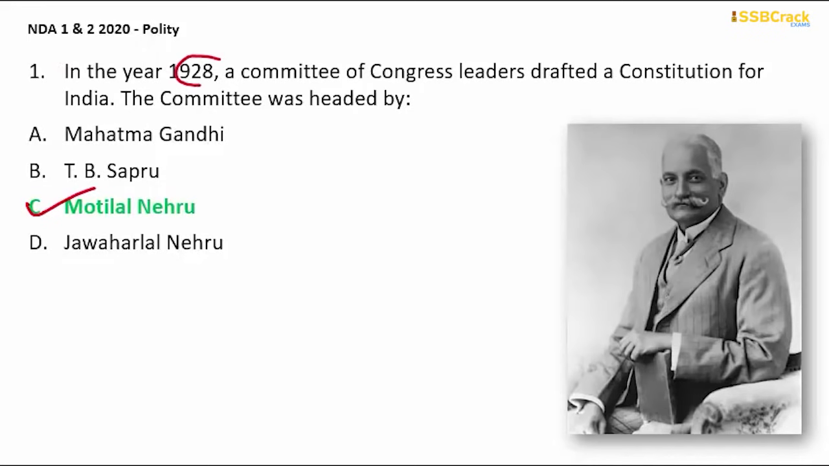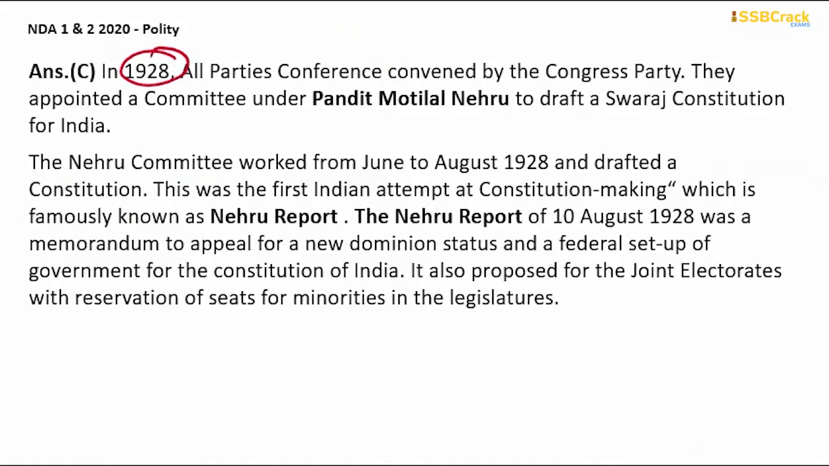In 1928, the British commissioned the Simon Commission, right? Its objective was to re-examine and revisit the constitutional rules by which India was about to be governed, and the Simon Commission had no Indian members. For that, Congress decided to boycott it, and in 1928 itself, at an all party conference convened by the Congress party, they appointed a committee under the leadership of Pandit Motilal Nehru ji to draft the Swaraj Constitution, famously known as the Nehru Report as well.